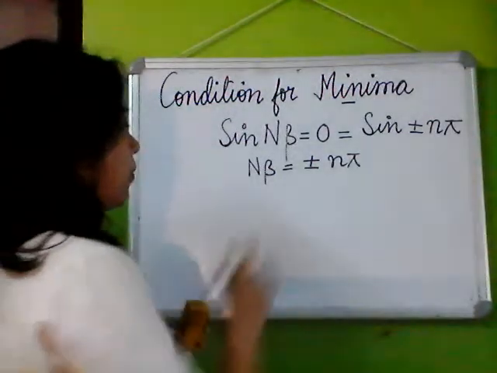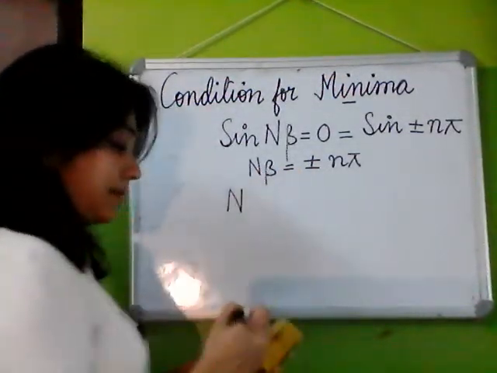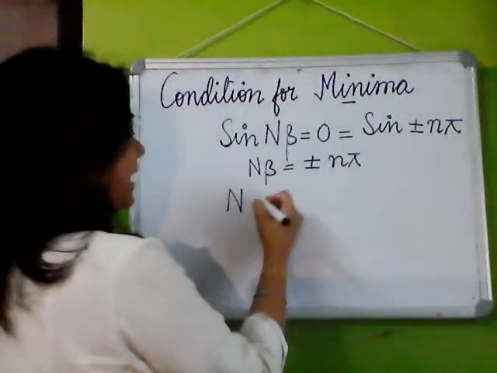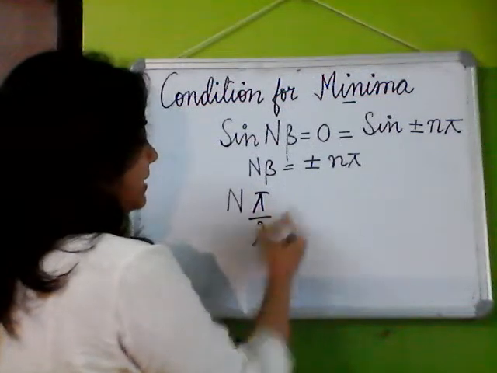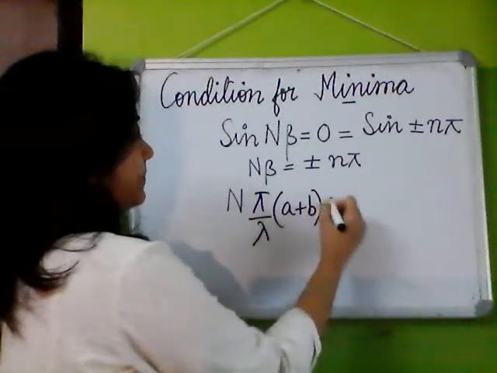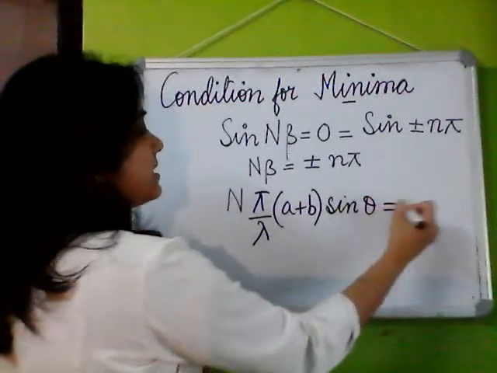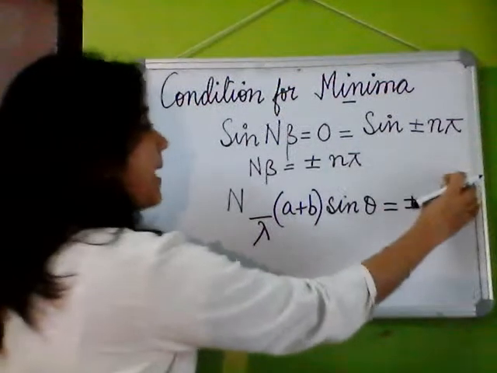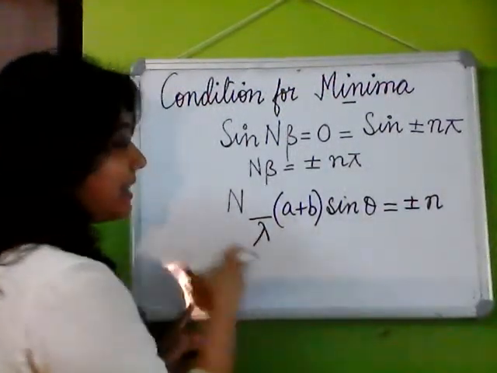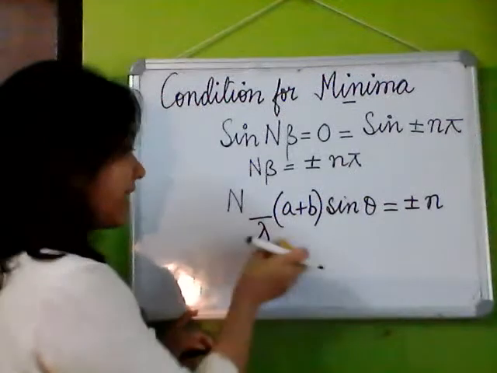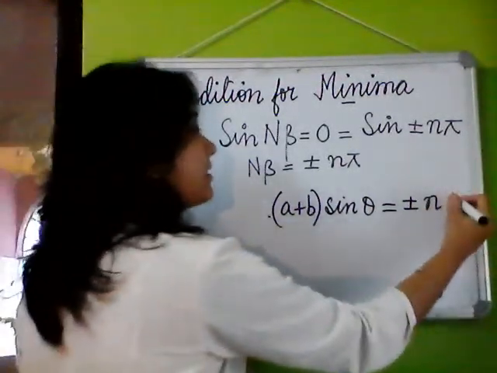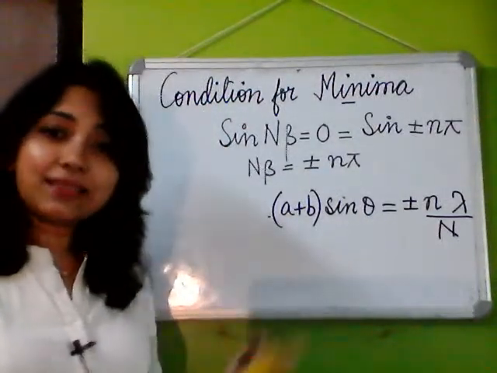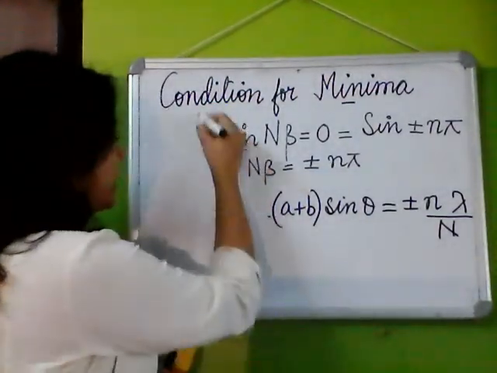Now reminding all of you, what is this beta? This beta, if you remember, as we were defining it, it was pi by lambda times a plus b sine theta. This is equal to plus minus n pi. So if we cancel out these pi's and if I take this lambda to the right hand side, what will I be getting? I will be getting this condition as a plus b sine theta equals plus minus n lambda by N. So actually this is the condition for getting the minima.